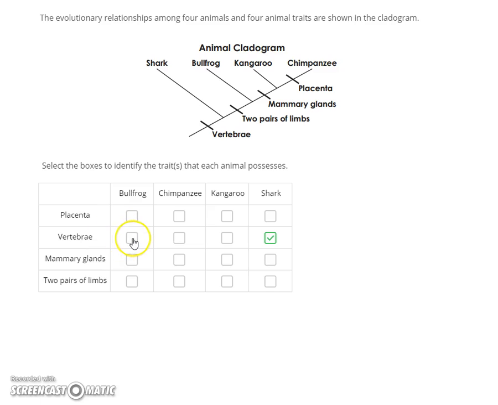Bullfrogs have vertebrae, and they also have 2 pairs of limbs. Kangaroos: vertebrae, 2 pairs of limbs, and mammary glands. And last, the chimpanzee has all 4 of these traits. It's got vertebrae, it's got 2 pairs of limbs, it's got mammary glands, and it's got a placenta for baby's development. So those checkboxes hit the characteristics of each of the 4 animals in this cladogram.